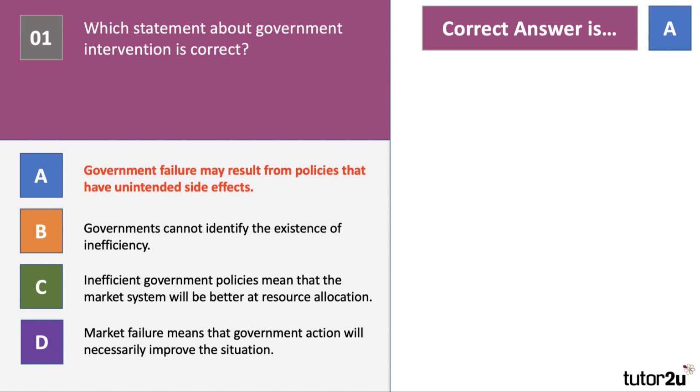Government failure may result from policies that have unintended consequences, unintended side effects. Governments can definitely identify the existence of inefficiency. Most people can. Inefficient government policies mean the market system is better at resource allocation? Well, that's not necessarily correct. The market may be even worse. Often there's sustained endemic market failures. Market failure means that government action will necessarily improve the situation? No, government failure, in fact, implies that intervention leads to an even bigger net social welfare loss.